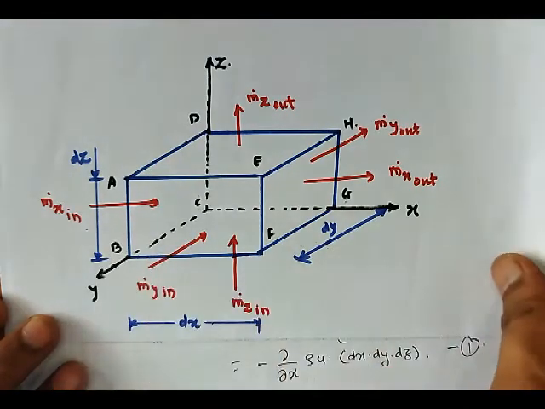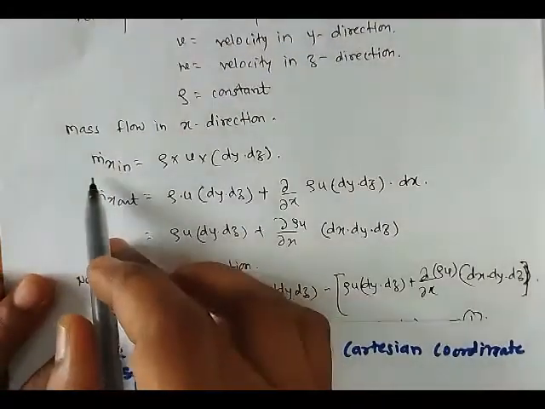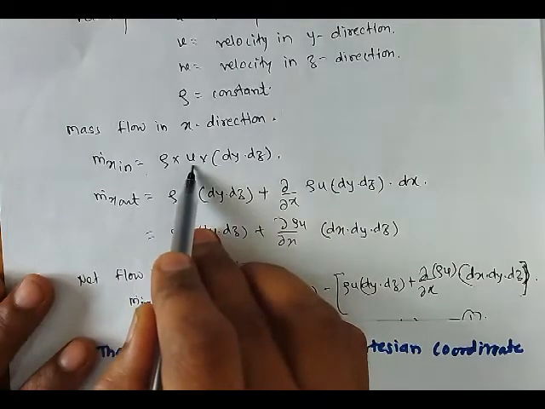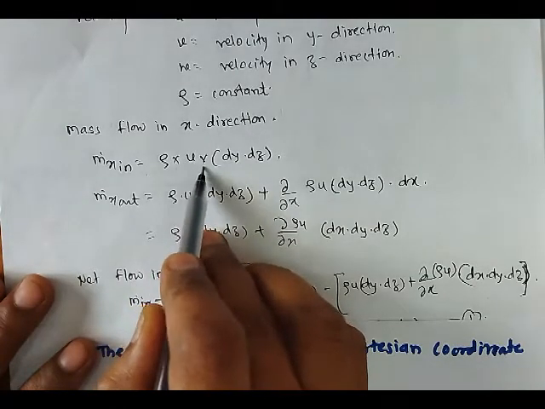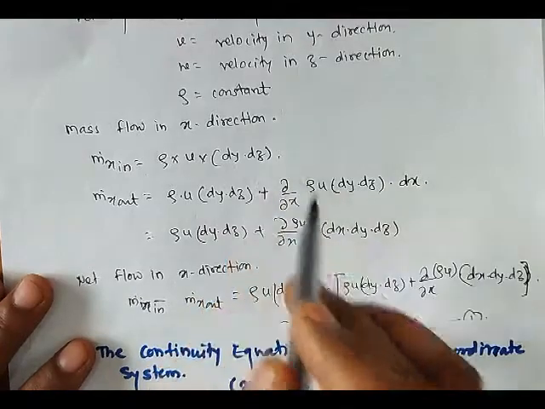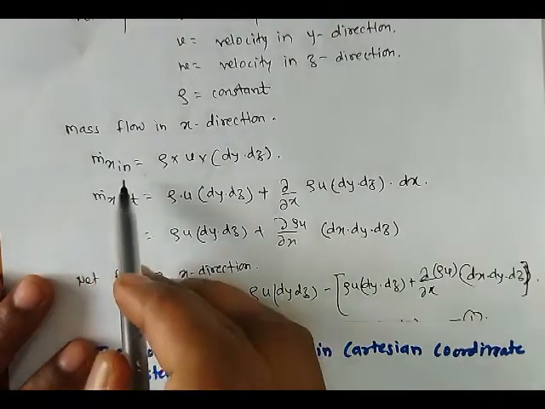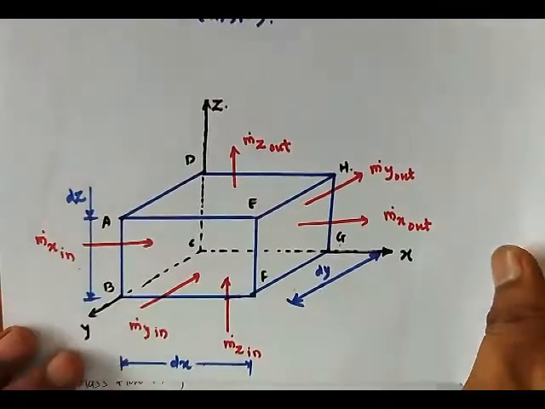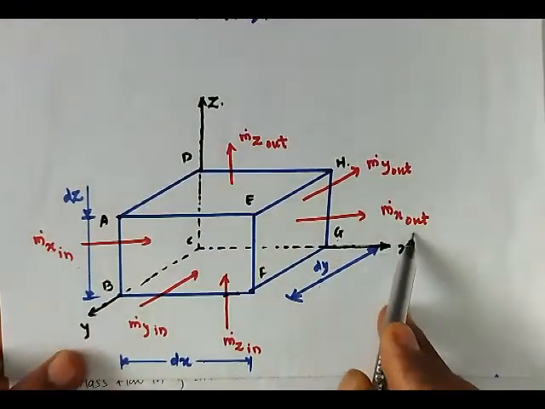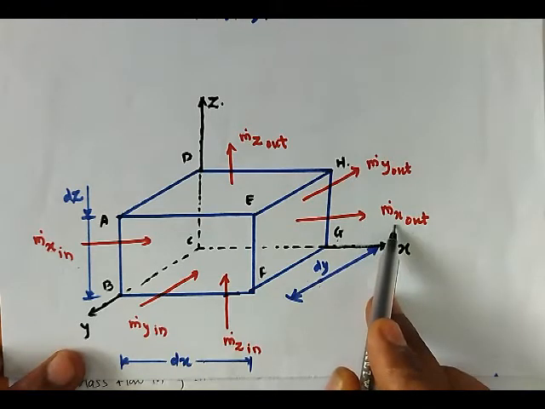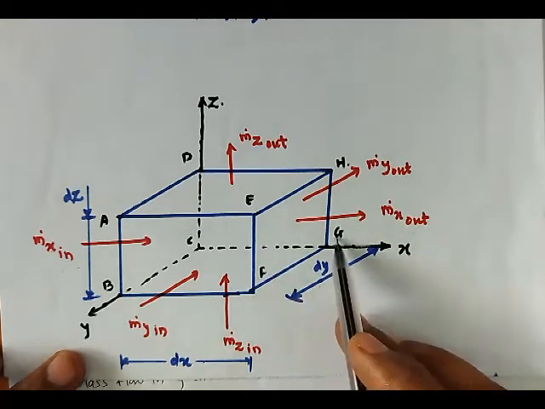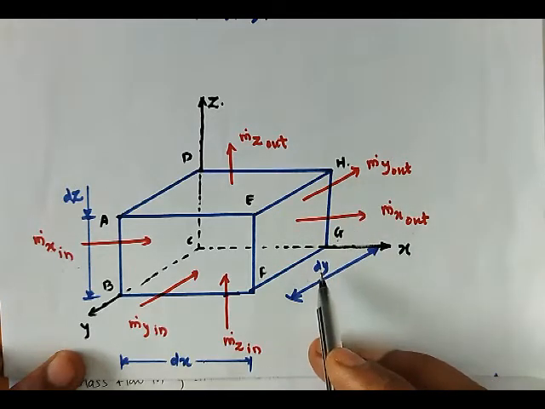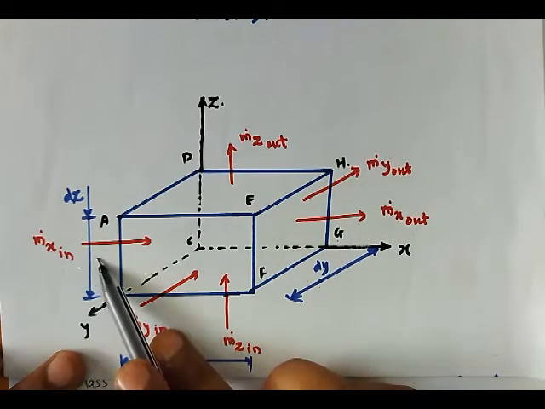So here m dot x in is equal to density multiplied by velocity, and the velocity in the X direction is u, multiplied by area, and the area is dy multiplied by dz. Now this is the inlet of mass in the X direction. Similarly, the mass outlet in the X direction is m dot x out, through the cross section E, F, G, H. This area, if you calculate it, is again dy multiplied by dz.